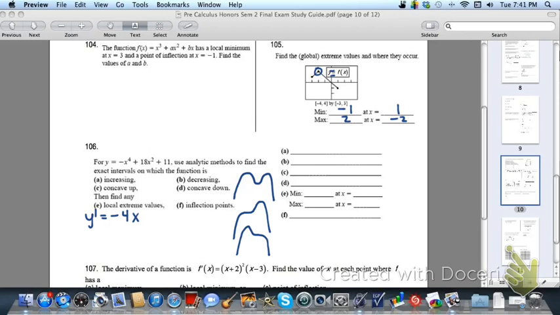Y prime is negative 4x to the third plus 36x, and y prime equals 0 when this function equals 0. So if we factor out a negative 4x, then we're left with x squared minus 9, and so we get x equals negative 3, 0, and positive 3. And so then we know that y prime is going to be positive on this first interval. We know that for sure. And then what happens in between negative 3 and 0?